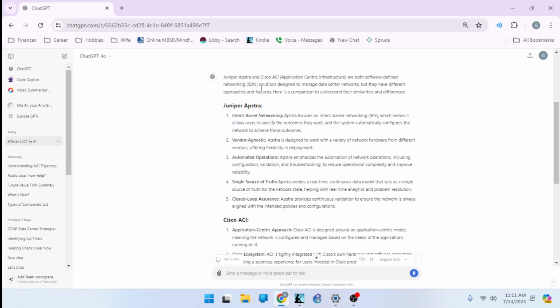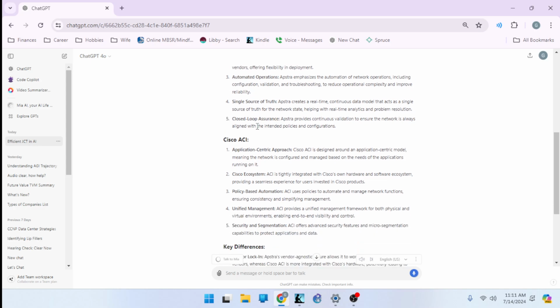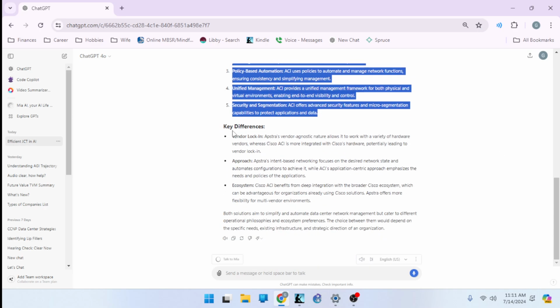All right, so Juniper Apstra, they're basically the same thing. They're software-defined networking solutions, but they make different decisions. So Juniper, yeah, policy based versus whatever else, unified management versus single source of truth, closed loop assurance versus whatever else.